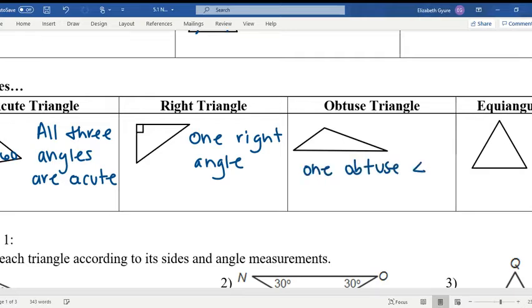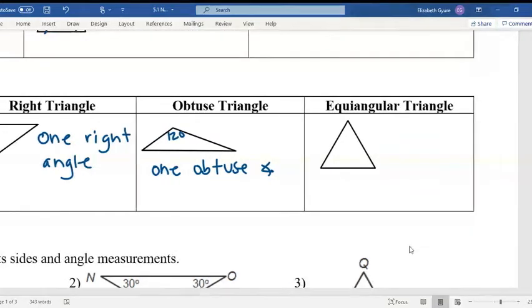obtuse angle. Can someone refresh our memory about what obtuse means? Bridger? Greater than 90 degrees, exactly. So maybe but less than 180. So maybe like that angle's 120, something like that would work.